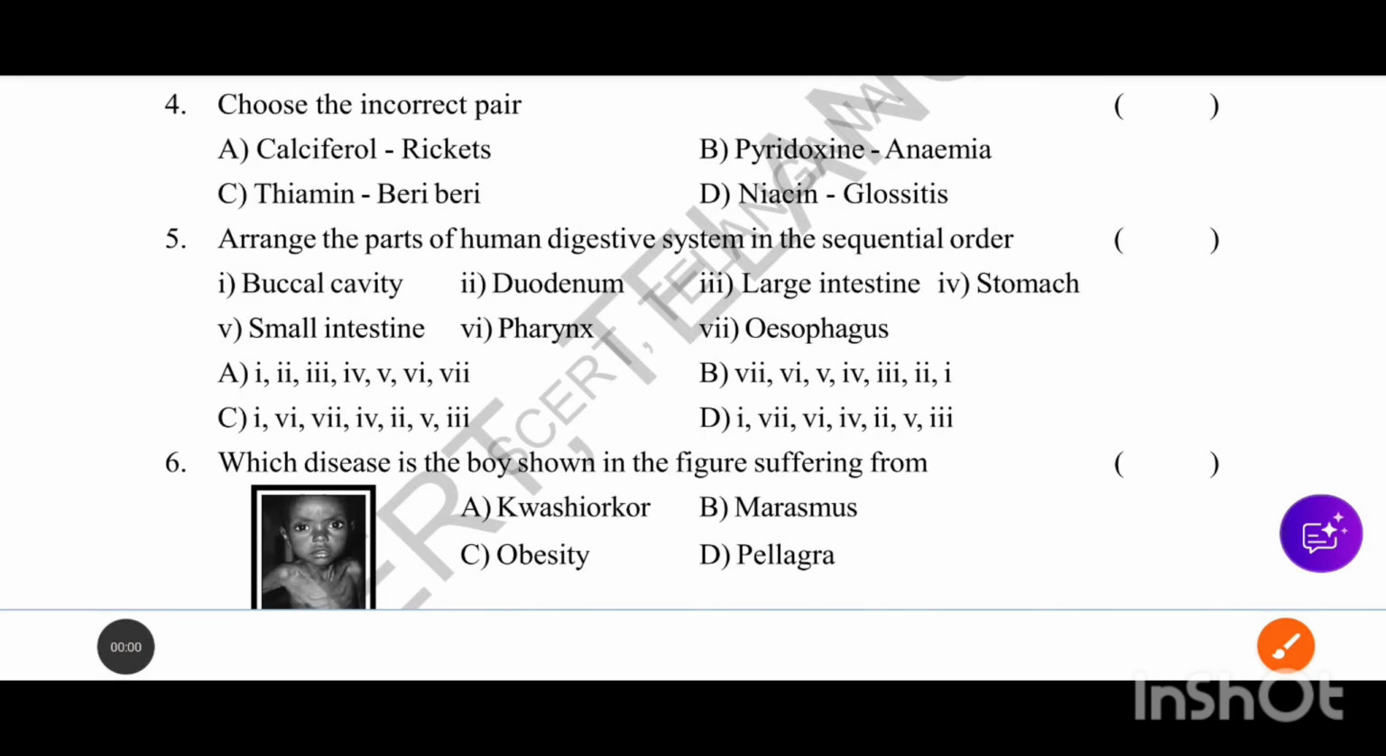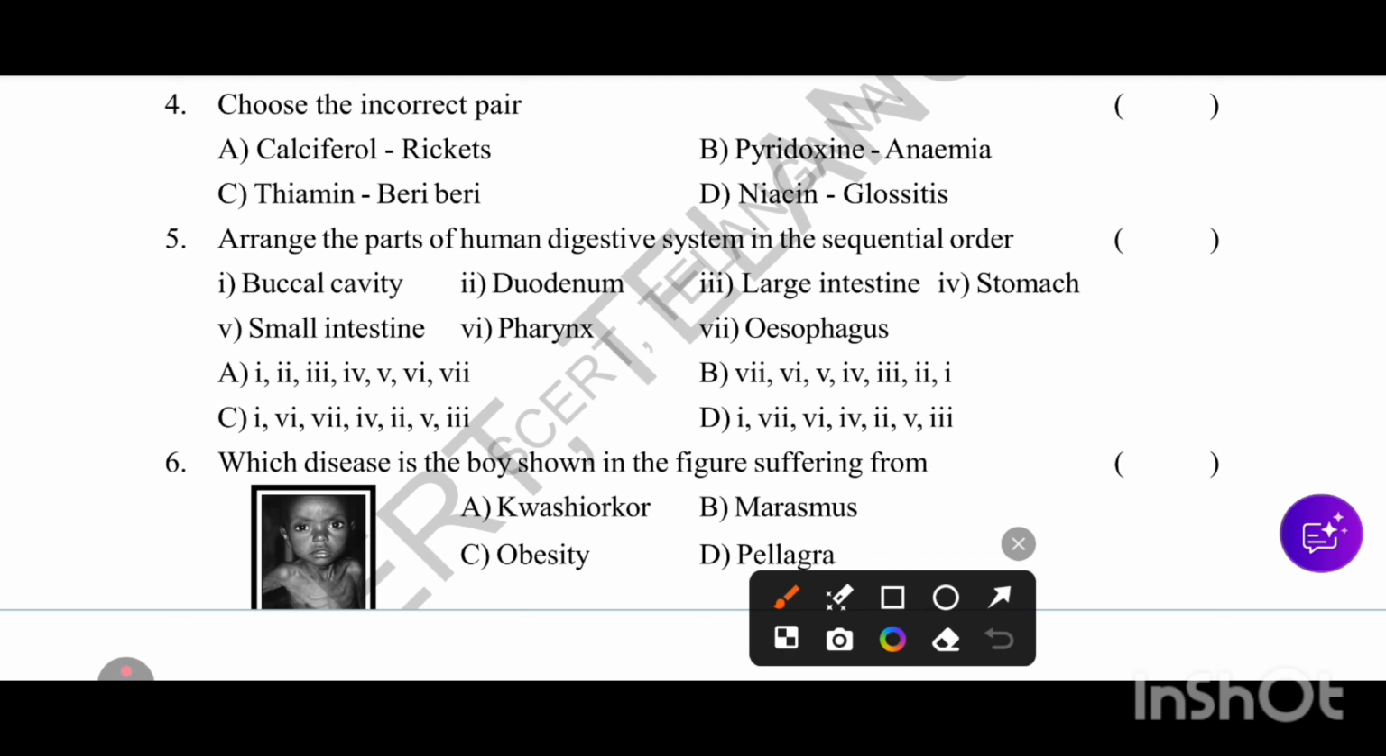Fifth question: arrange the parts of the human digestive system in sequential order. First is buccal cavity, duodenum, large intestine, stomach, small intestine, pharynx, and seventh is esophagus. The right option is C: buccal cavity, next pharynx, next the seventh one esophagus, next the fourth one stomach, next duodenum, next small intestine, next large intestine. For this, the right option is C.